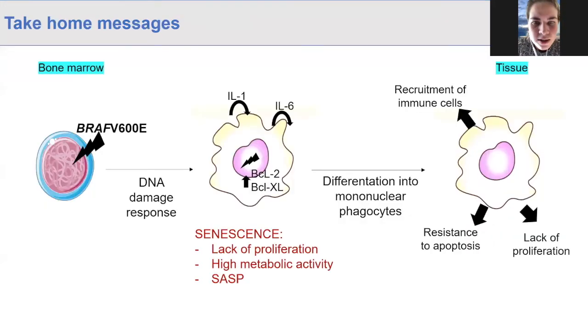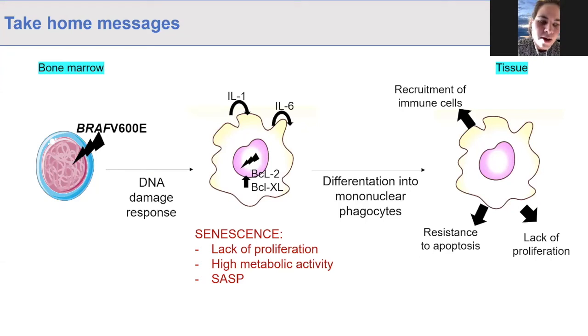This is my last slide. To summarize our study, BRAF V600E progenitors start to become senescent in the bone marrow after DNA damage. The SASP they secrete participates partially in the myeloid skewing of mutated and non-mutated progenitors. Then these senescent hematopoietic progenitors are able to differentiate toward the mononuclear phagocyte lineage, and they migrate into tissues where they still secrete the SASP, which is partly responsible for tissue destruction and recruitment of immune cells, leading to granuloma.